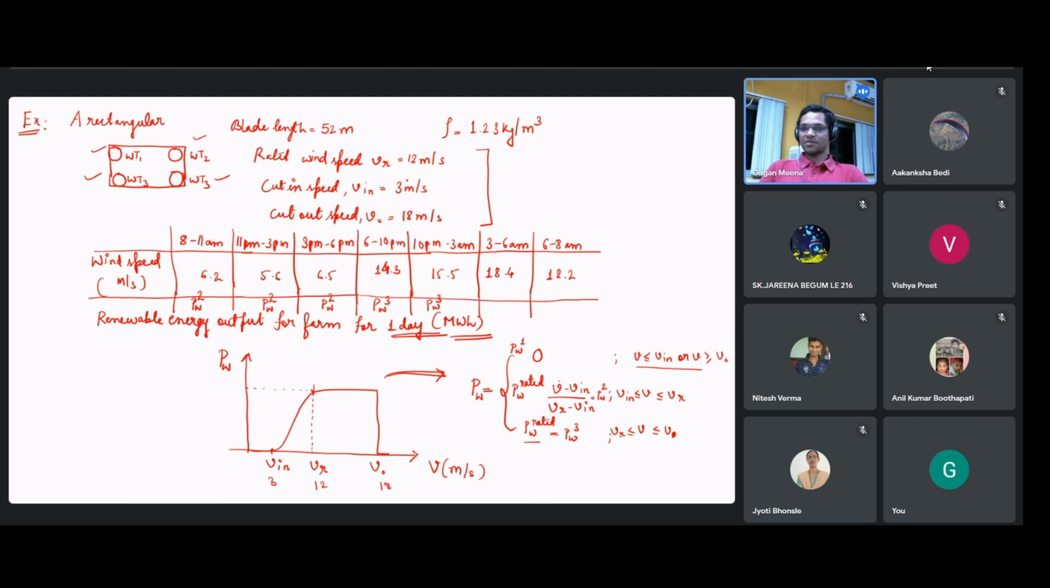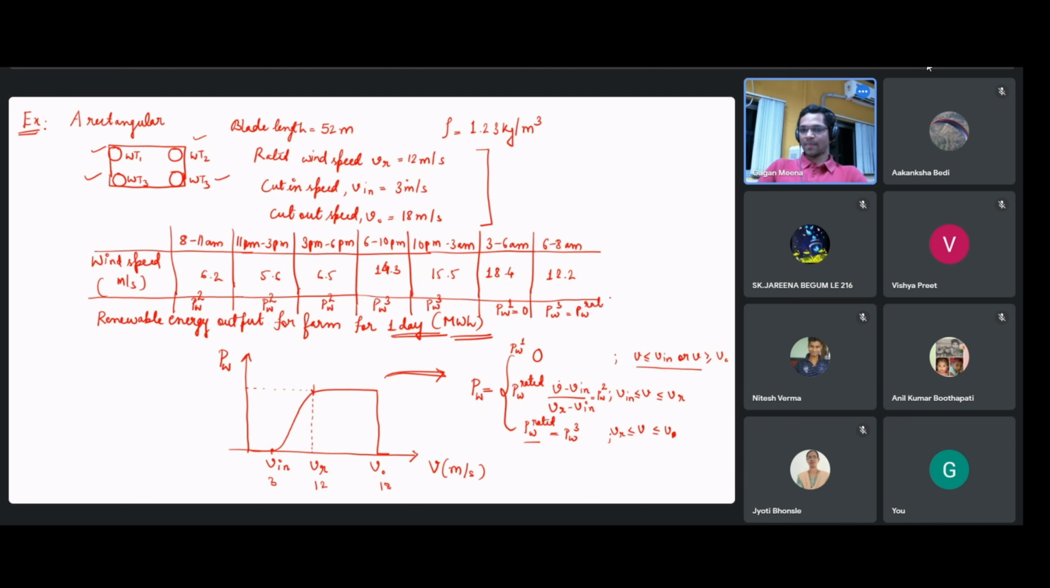But from 3 to 6 a.m., we see the wind speed is 18.4, which is above the cutout speed. So for this the expression will be PW1, which is 0 only. And from 6 to 8 it is again in this range, which is PW3, or PW rated.